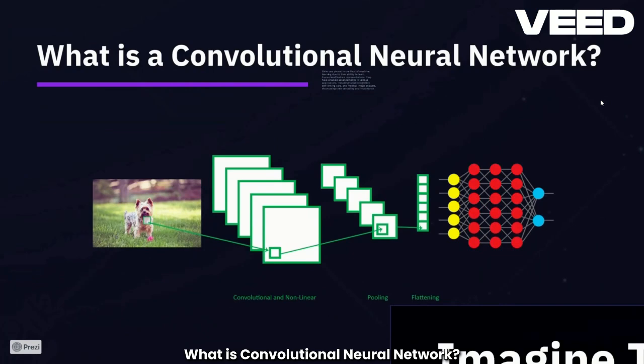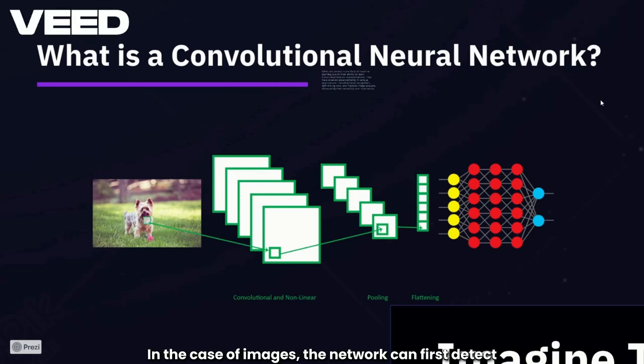What is a convolutional neural network? A convolutional neural network is a type of deep learning neural network architecture commonly used in computer vision. They are one of the most powerful and widely used tools in machine learning, particularly for image recognition and computer vision tasks. In the case of images, the network can first detect low-level features like edges or texture in the early layers, and then combine these into more complex features like shapes, objects, or faces in the deeper layers.